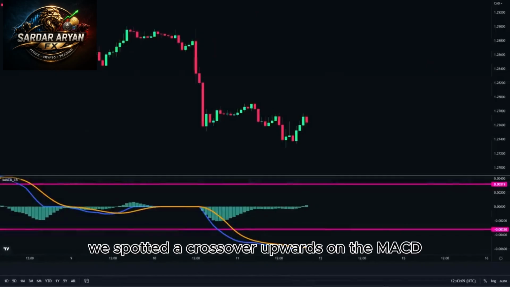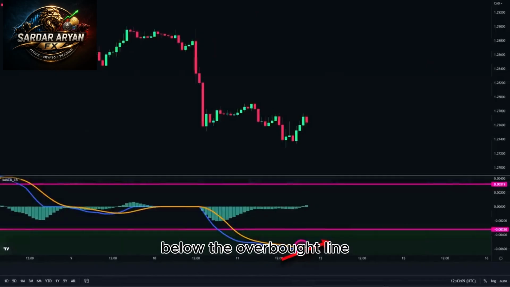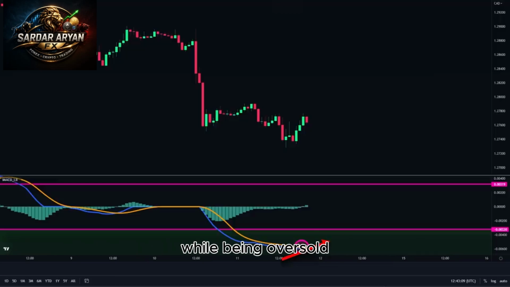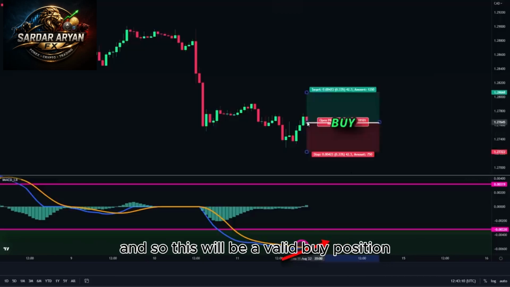So in this setup, we spotted a crossover upwards on the MACD, while the crossover is happening below the oversold line, indicating that the price is on an upwards momentum while being oversold. And so this will be a valid buy position.